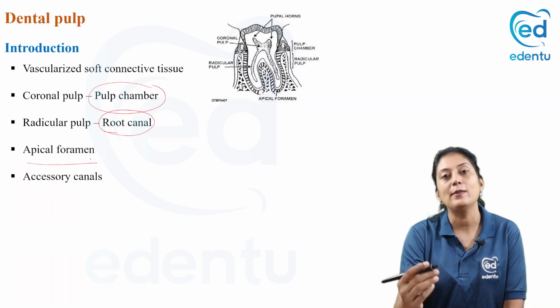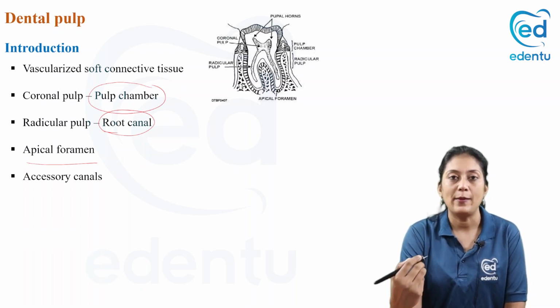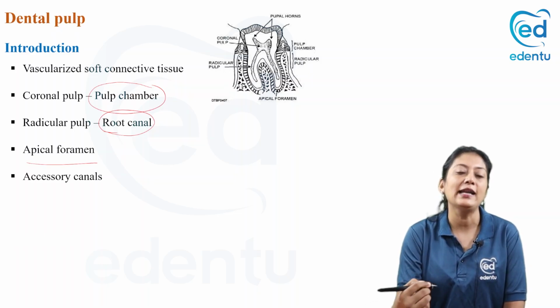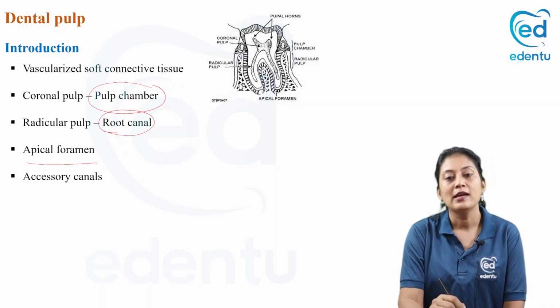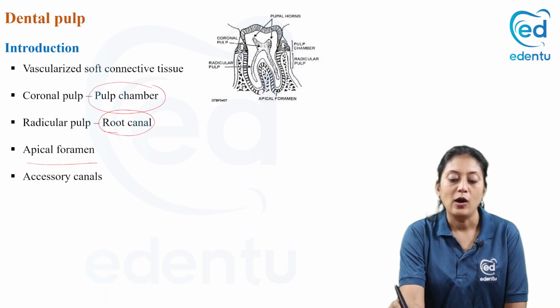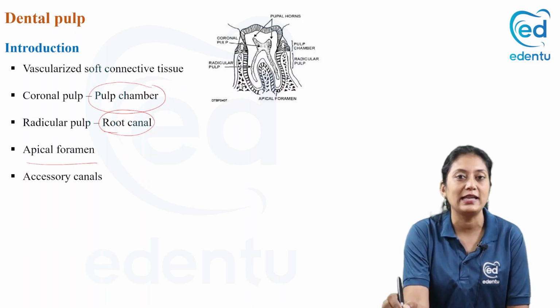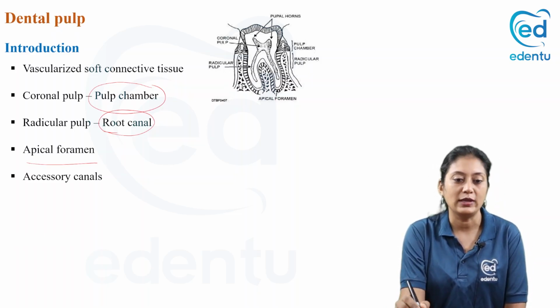Now, the apical foramen is the area where the blood vessels and the nerve fibers from the pulp exit and have connection with the surrounding periodontal ligament and alveolar bone. Sometimes, instead of this apical portion of the tooth, on the lateral aspect or in other areas, we may have an accessory canal opening, which is very important whenever you are talking about a root canal treatment.